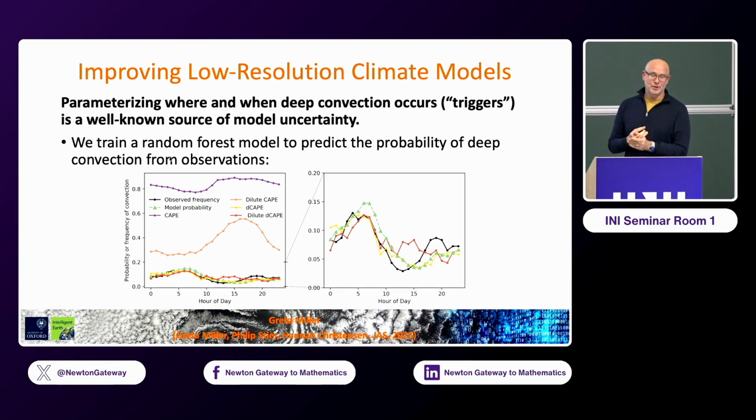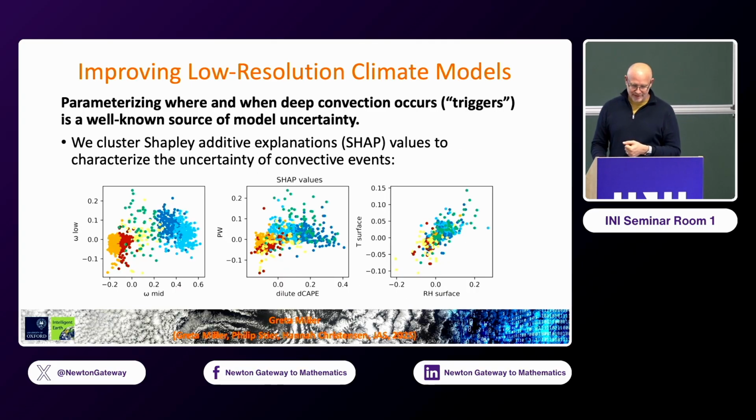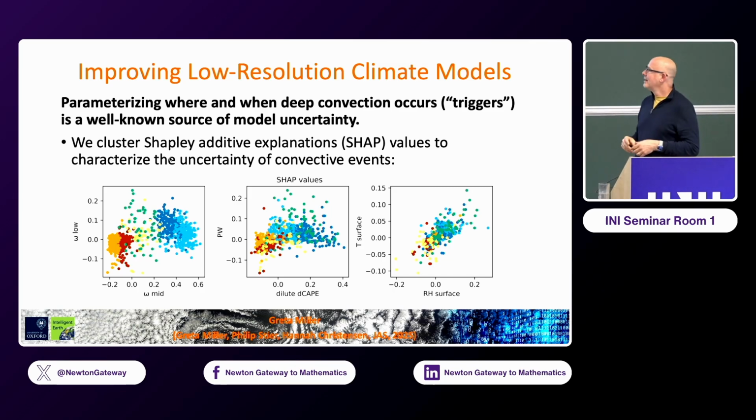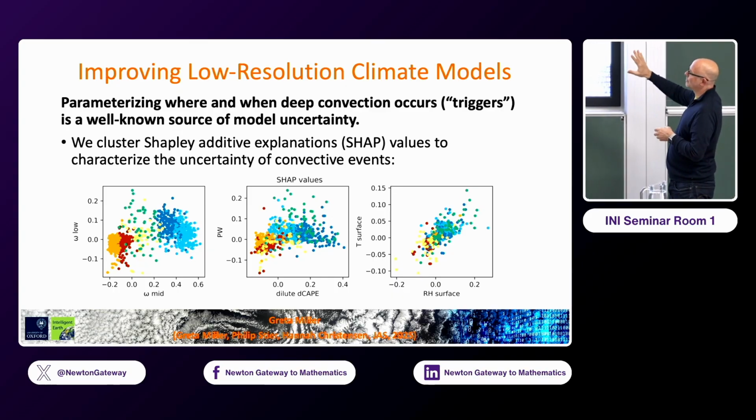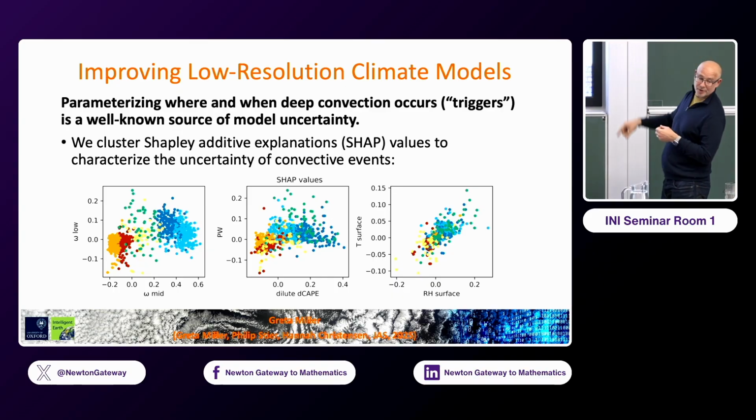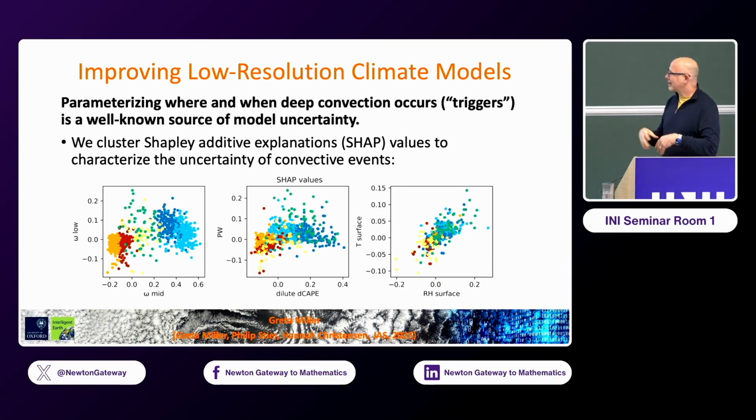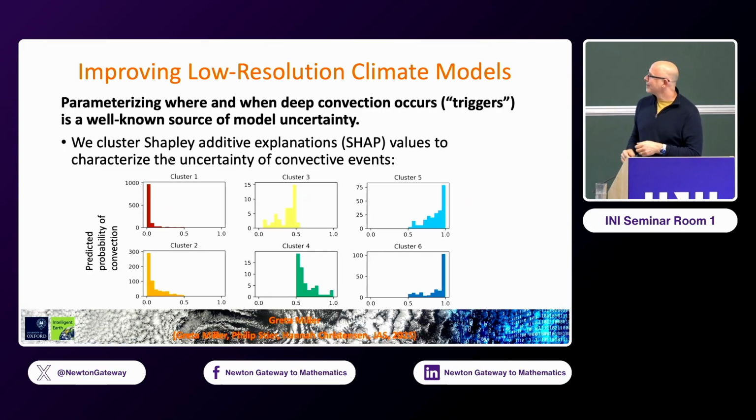What is nice though, because we trained this model on the atmospheric state, we can now interrogate the model to understand a little bit what drives the occurrence of convection. The way we do this is we go into SHAP value space, so we look at the importance of inputs for the prediction of the outputs, and we have this n-dimensional SHAP value space, and we can cluster it. Just to illustrate, these are SHAP values for different atmospheric parameters. When you cluster in the SHAP value space, you then can look at the probability of convection per cluster. And it's quite nice when you look at this.